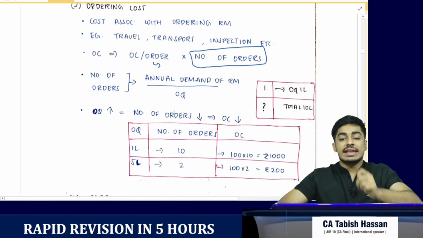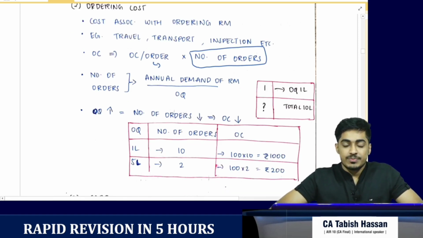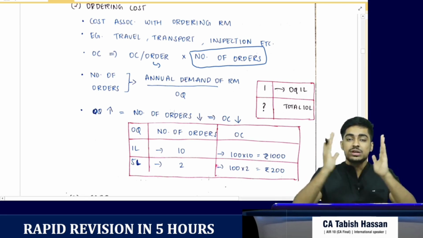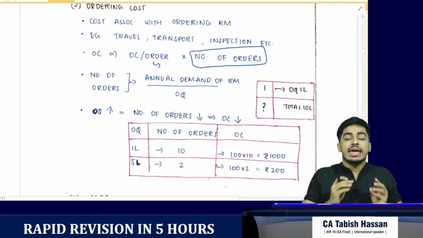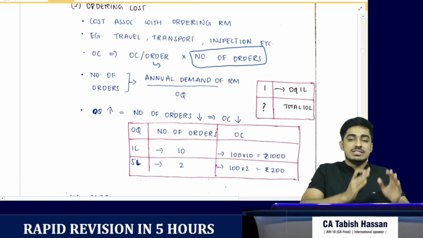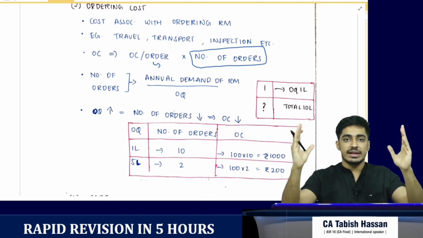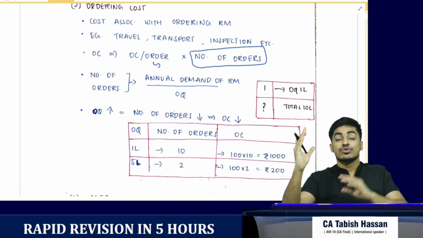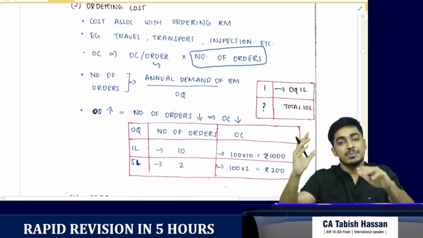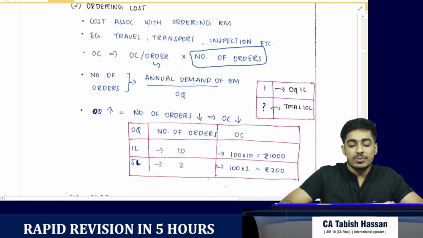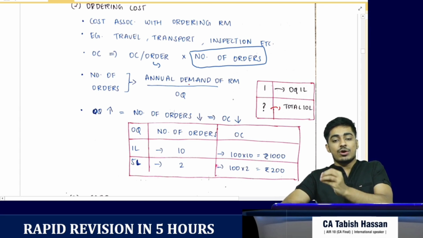Now, how do we calculate the number of orders to be made in a year? Say for example, in a year, I want 10 lakh units of raw material. And every time I'm placing an order, I'm placing an order for 1 lakh units. So 10 lakh is the total requirement of raw material, and every time I'm placing 1 lakh. So how many times will I place an order? I'll place the order 10 times. How do I get it? It's the total requirement of raw material divided by order quantity.